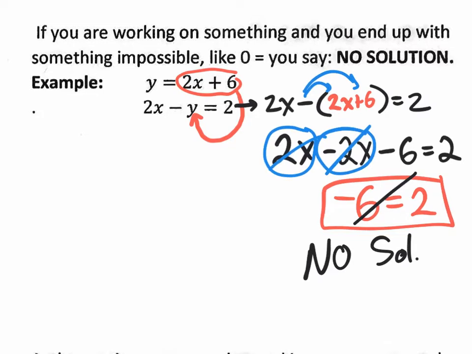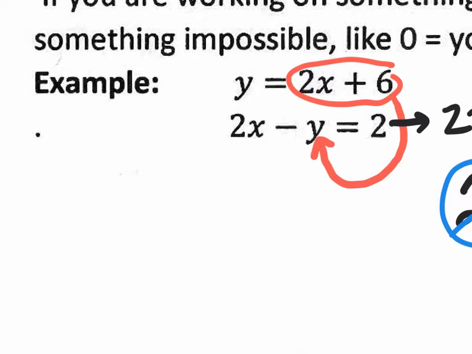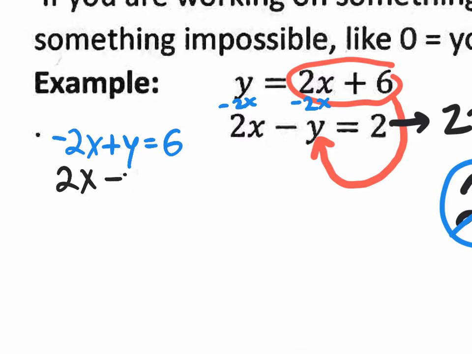You know what? Just for funsies here, I'm going to go back to the original system right here, and I want to solve this using elimination method. If you really wanted to, you could make sure that both equations are in standard form, which the top equation is not. You could subtract 2x, subtract 2x. Let's rewrite that top equation: negative 2x plus y equals 6. Now the bottom equation is already in standard form: positive 2x minus y equals 2.